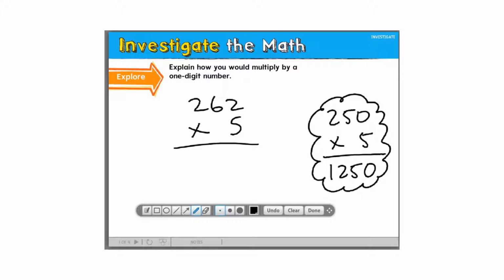So if I'm multiplying 5 times 2, I get 10. 5 times 6 is 30. And then I add the 1 to it, makes it 31. See how I continue to regroup? 5 times 2 is 10, and now I'm adding 3 to it, which makes 13. So my final answer is 1,310.